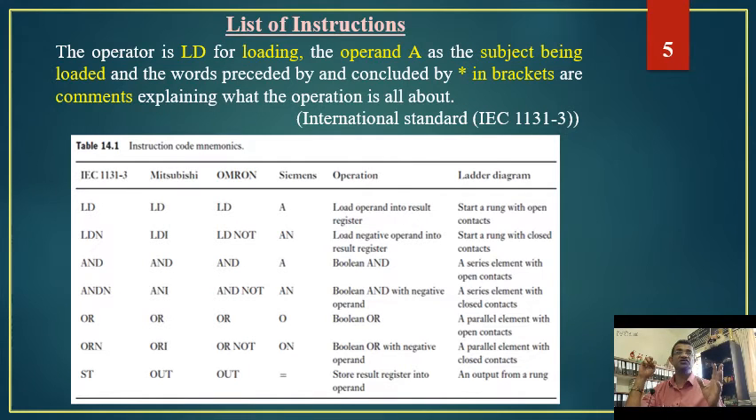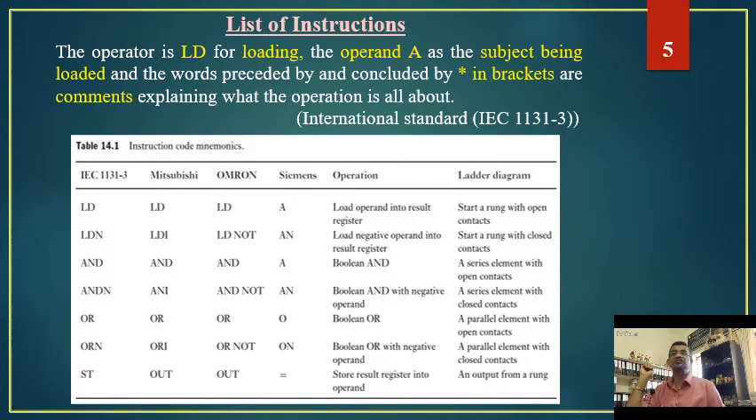If we are writing that comment for the user, it should be written in a bracket, and it always should start with an asterisk and end with an asterisk, right? We have observed that the loading operation is represented as LD in IEC, Mitsubishi as well as Omron, but it is represented as capital A in Siemens.